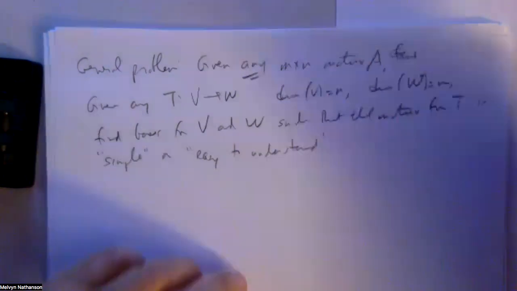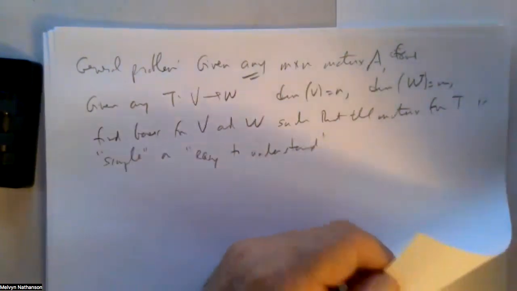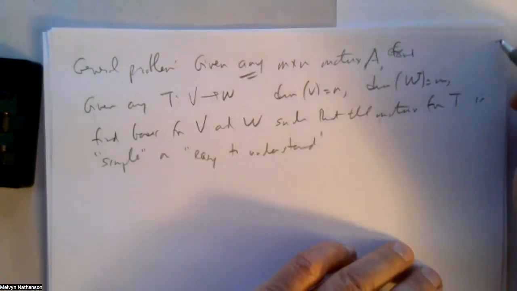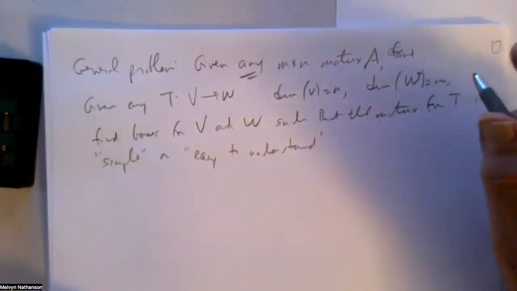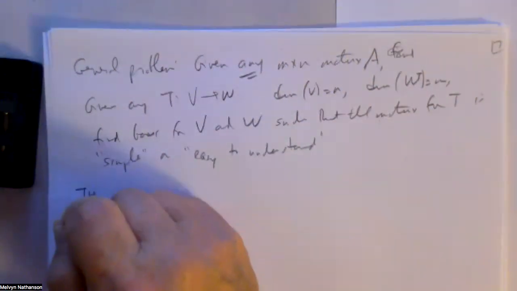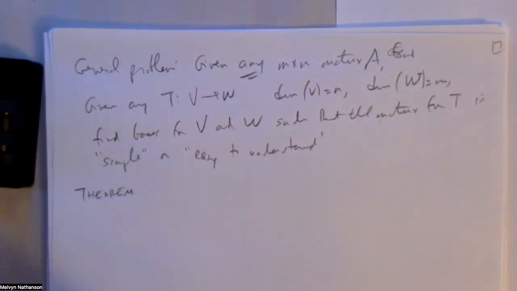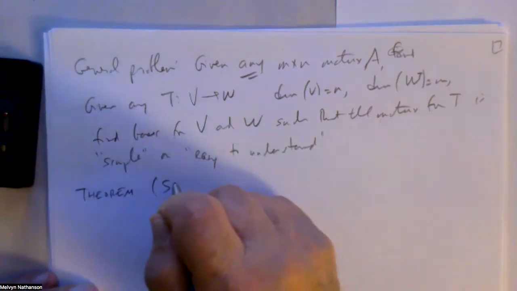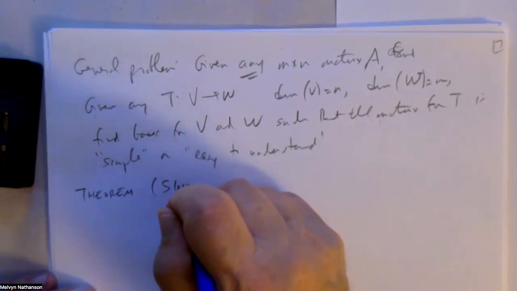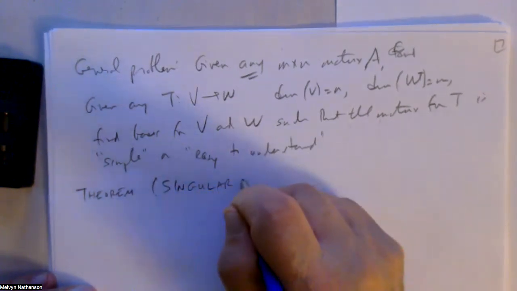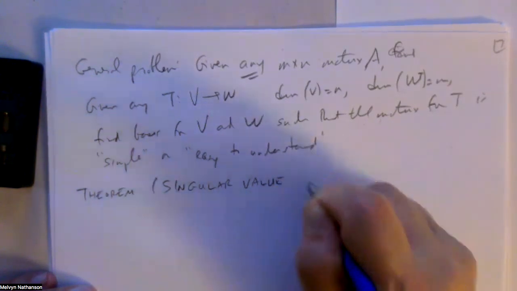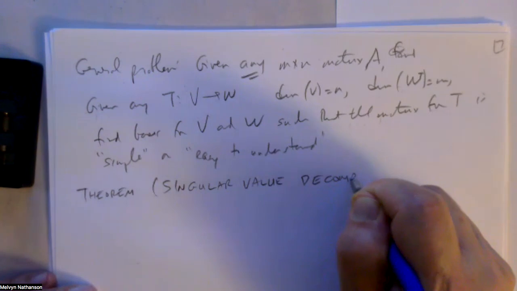That's the general problem. And one of the big results in linear algebra is that this is always possible. So this is the theorem. It's the theorem on what is called the singular value decomposition.